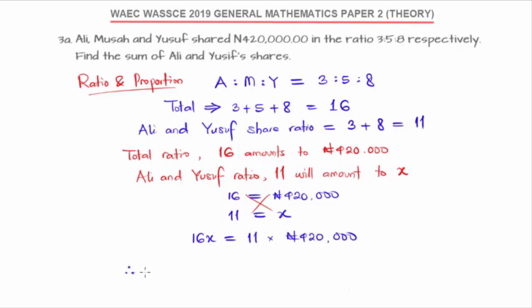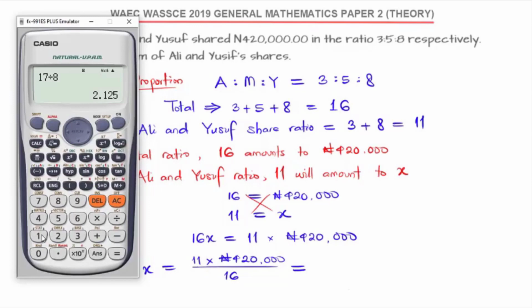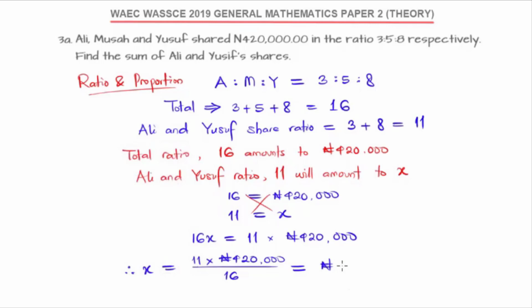And to get x, we divide both sides by 16. So we can see it is 11 times 420,000 naira divided by 16. And if you bring in our calculator to solve that, 11 times 420,000 divided by 16, that's 288,750 naira. So the sum of Ali and Yusuf's share is 288,750 naira. That's the sum of Ali and Yusuf's share.